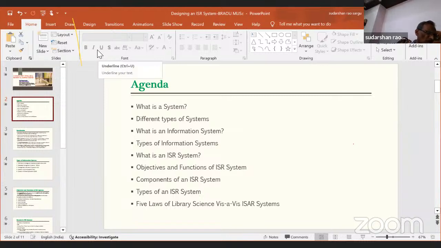Then of course the fourth one is the decision support system. This is what exactly top managers use. There are three levels of managers: the lower level is the operational level, then the middle level, and then the top level managers. They will be taking the bigger decisions, like, suppose you really want to start a steel plant in Hyderabad, let us assume that.